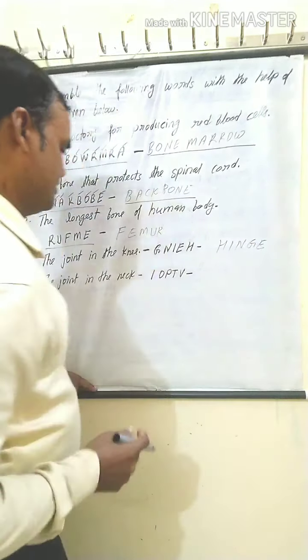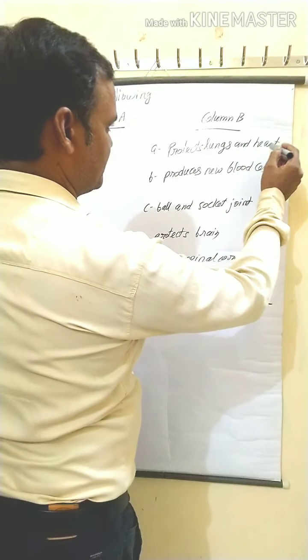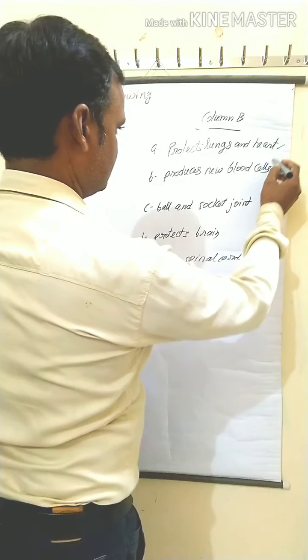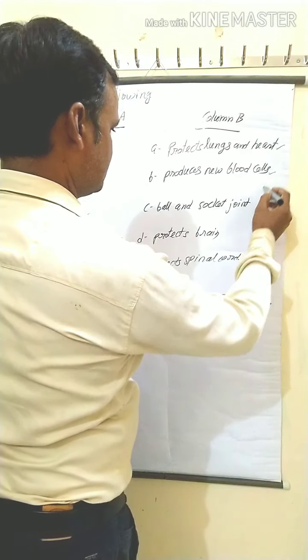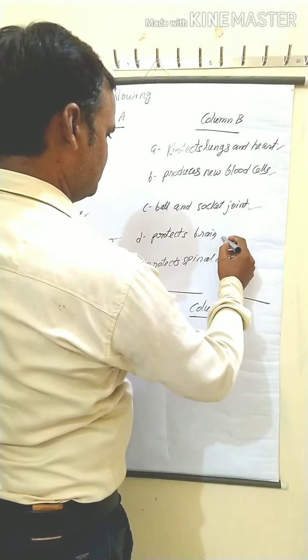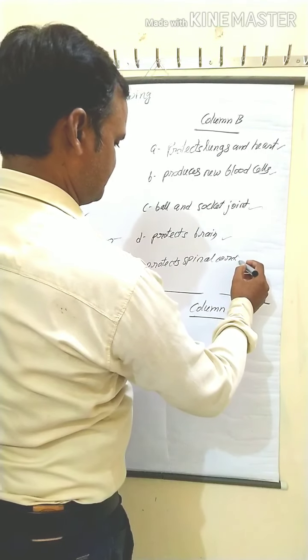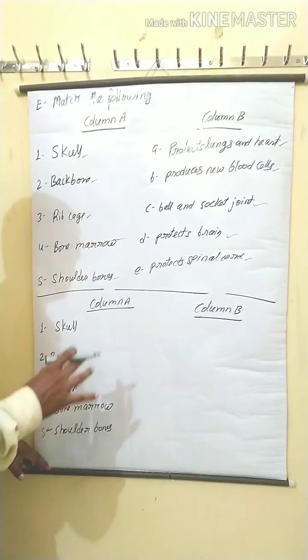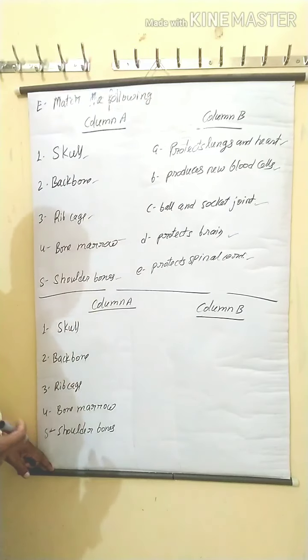Now next exercise, match the following. Column A, column B. In column A given: skull, backbone, rib cage, bone marrow, shoulder bones. In column B given: protects heart, lungs and heart, produces new blood cells, ball and socket joint, protects brain, protects spinal cord. So here we match one by one.